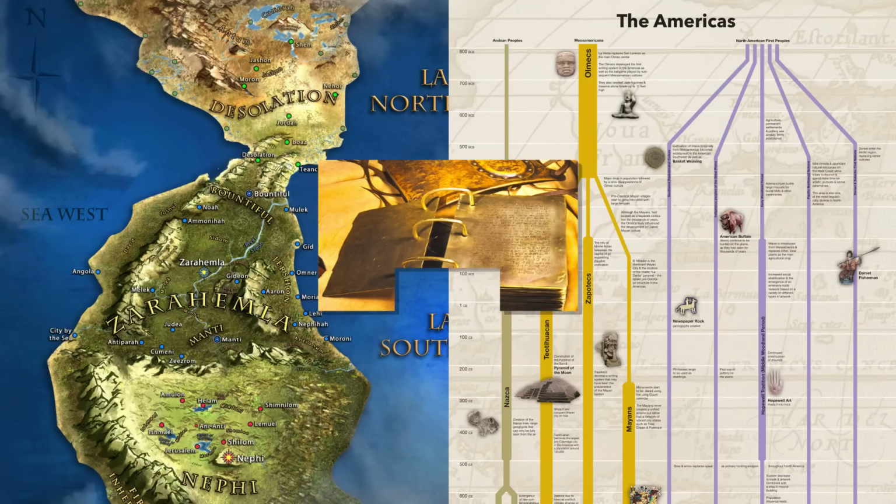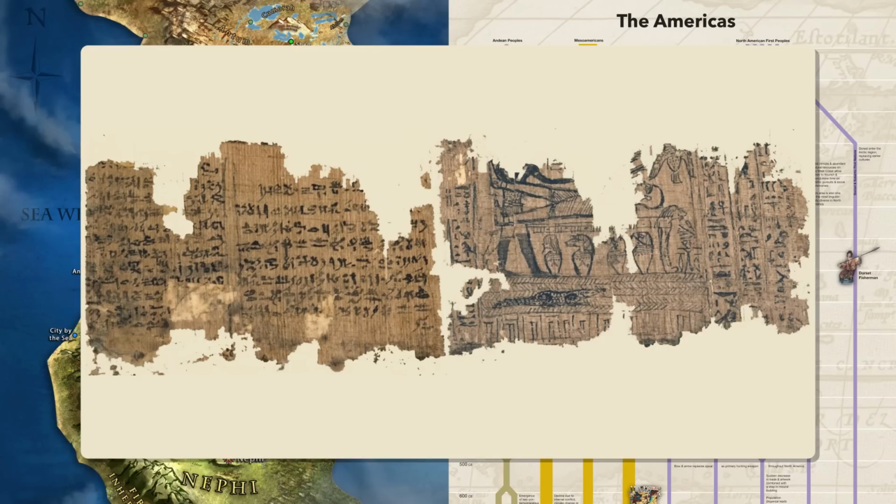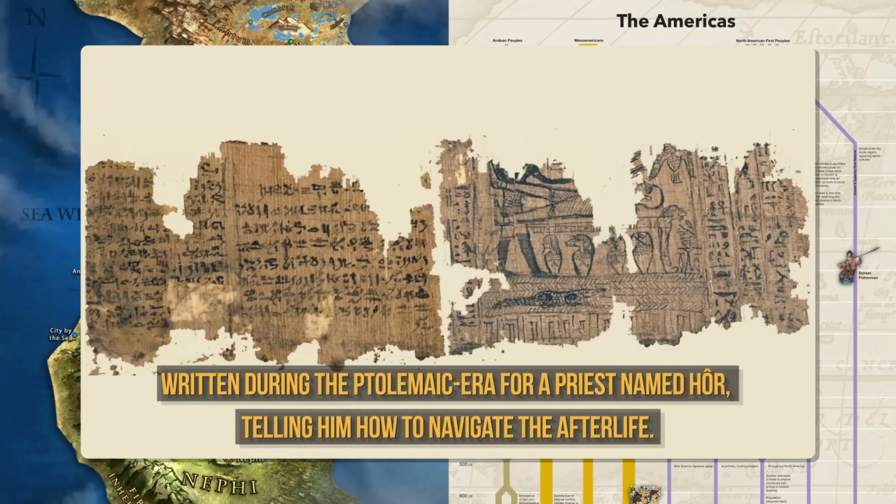We do, however, have an authentic ancient Egyptian papyrus that was once owned by Joseph Smith and claimed by him to be an account written by the biblical Abraham. However, when the document was refound and retranslated by experts during the 20th century, it was found to be a typical ancient Egyptian funerary text, written during the Ptolemaic era for a priest named Hor, telling him how to navigate the afterlife. Nothing at all to do with Abraham or any other biblical character.